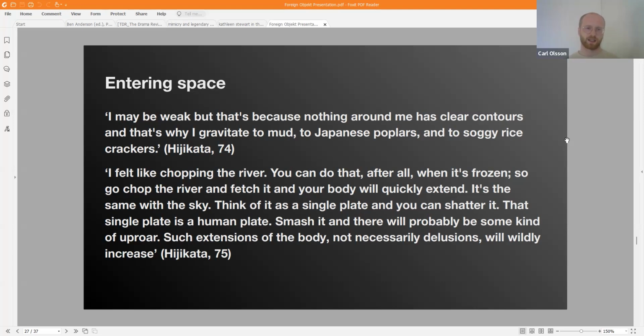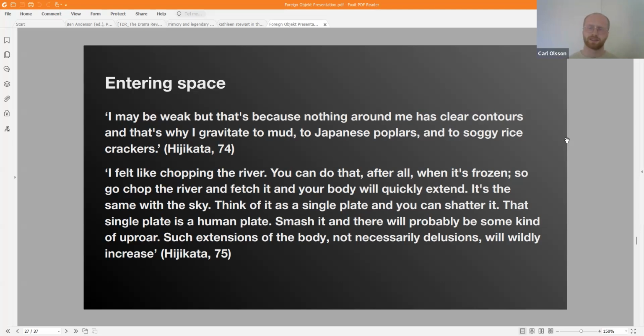It's the same with the sky. Think of it as a single plate, and you can shatter it. That single plate is a human plate. Smash it, and there will probably be some kind of uproar. Such extensions of the body, not necessarily delusions, will wildly increase.